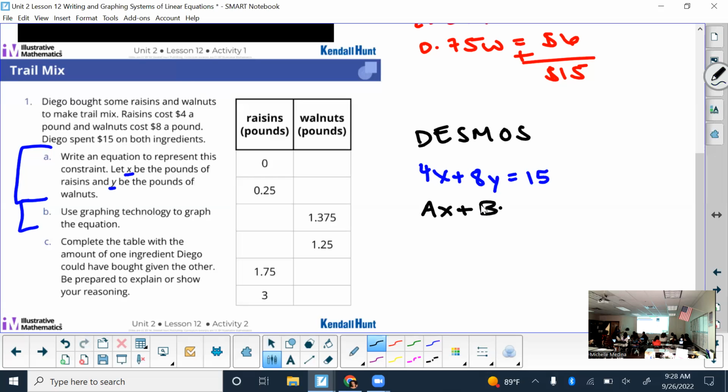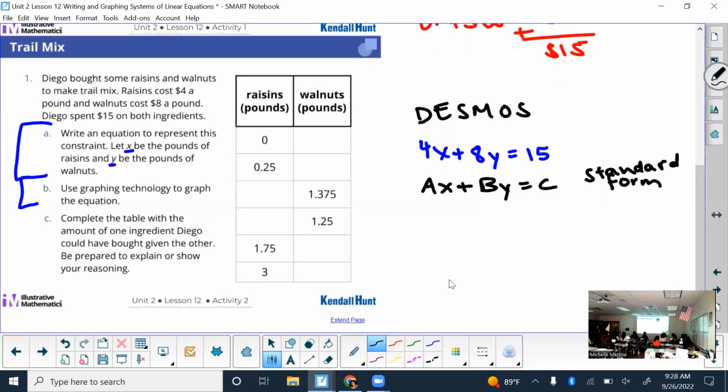No. Standard form is what this one's called. And that's what this equation is in. The equations that you're making will either be in standard form, or they might be in what other form? Slope-intercept form. So y equals mx plus b will be the other way.